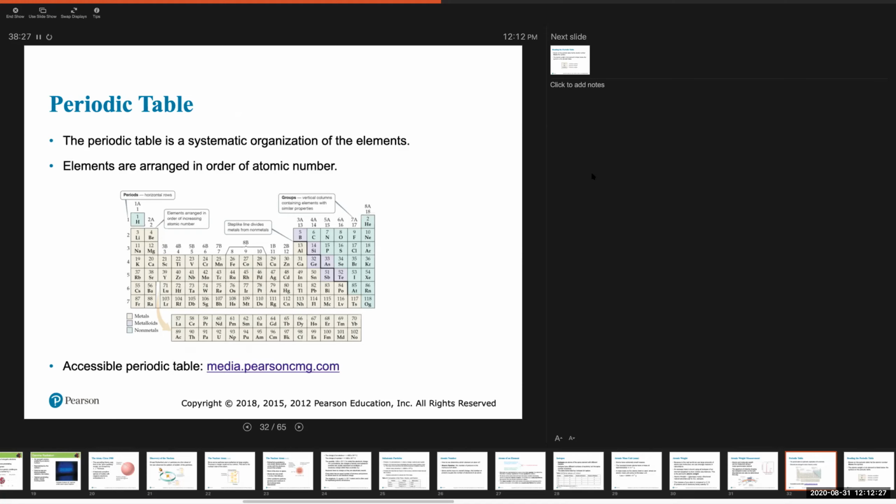Okay, let's talk a little bit about the periodic table, and we'll spend a few slides on this. The periodic table is just the elements arranged in order of their atomic number. What did we say atomic number was? What is that reflective of? How many protons, right. So this is telling us hydrogen has 1 proton, helium 2, lithium 3, on down the line.